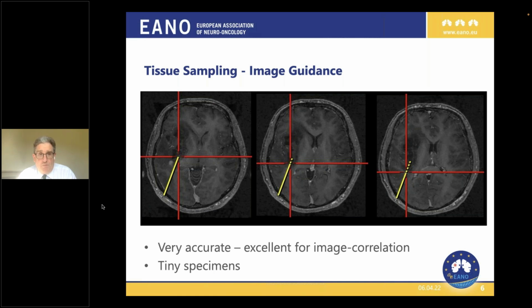The problem with it is you get tiny specimens, and the specimens from these biopsy needles are so small that it may preclude doing a lot of work with them. It may be you can only really look at histology of these samples.